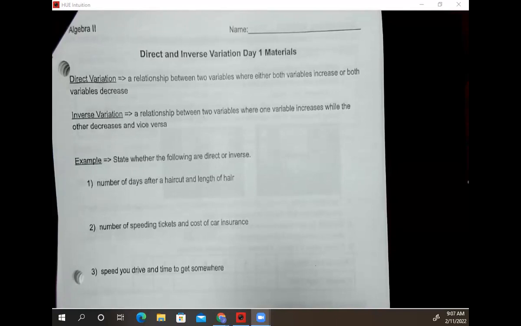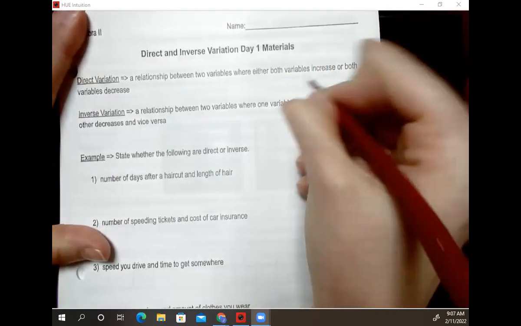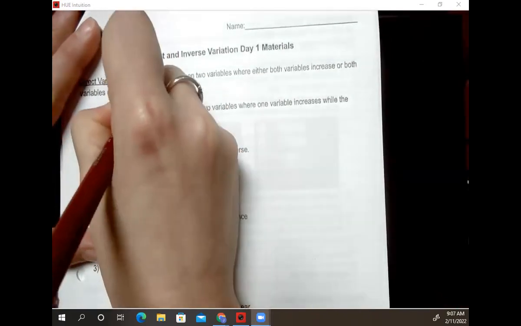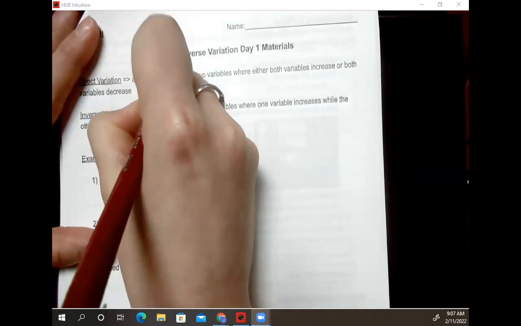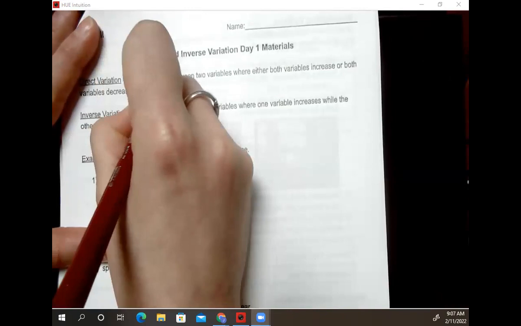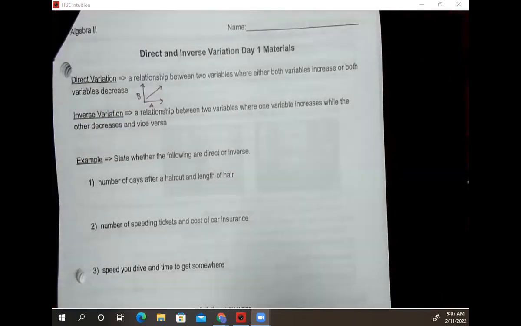So when this thing goes up, this other thing also goes up. Or when this thing goes up, this other thing goes down. We see some sort of relationship between these two things here. Direct variation between two variables means that they both increase or both decrease together. So I would see some relationship like this. When variable A is low, variable B is also low. When variable A is high, variable B is also high. Okay, so they increase or decrease together.